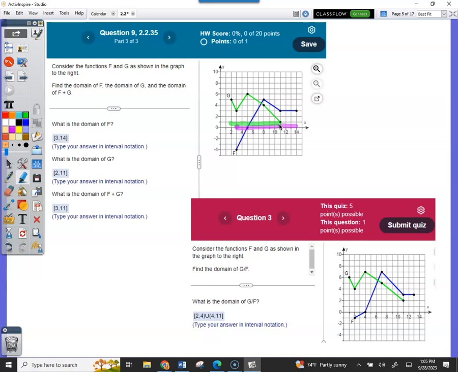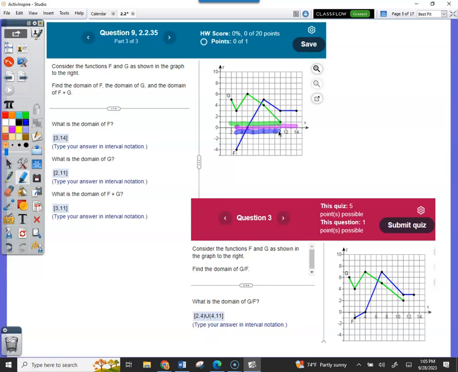So F plus G, let me change to blue, would be whatever number is allowed in both, all the way up to whatever number is allowed in both. So F plus G would be 3 is allowed in both of them, all the way up to 11 is allowed in both of them. So 3 to 11. So you'll notice it's the intersection of both of them.